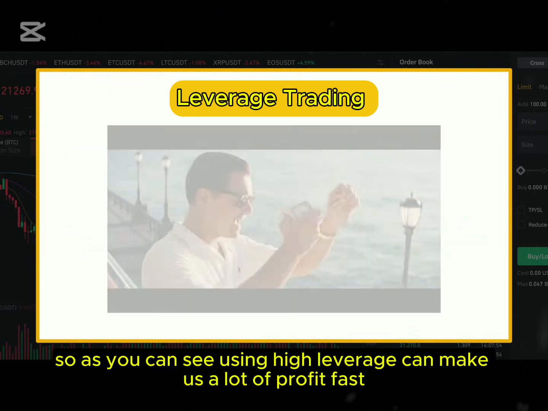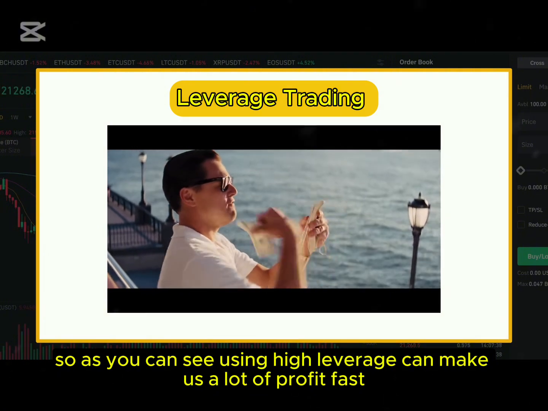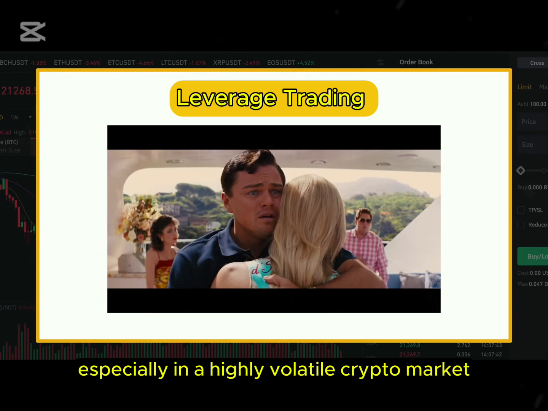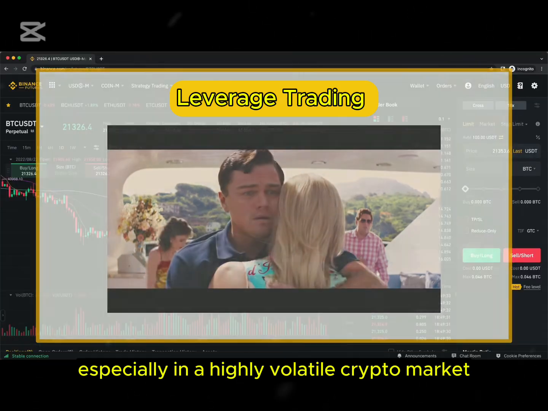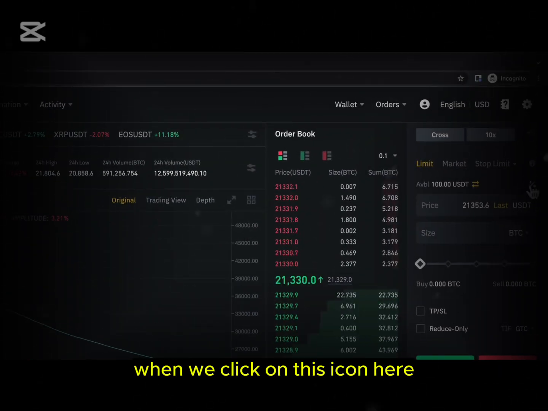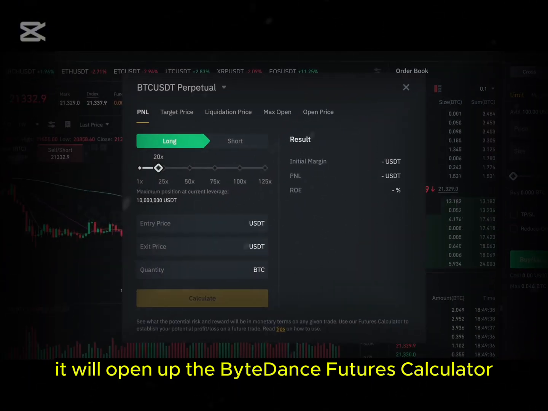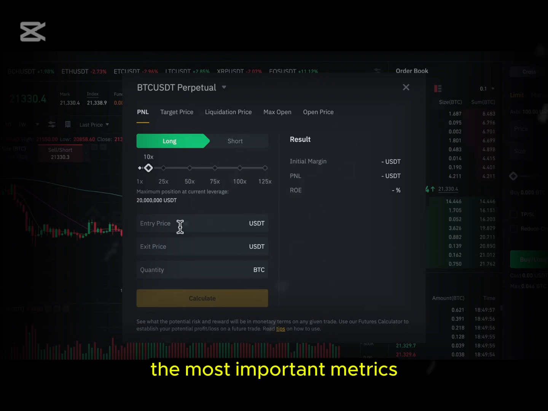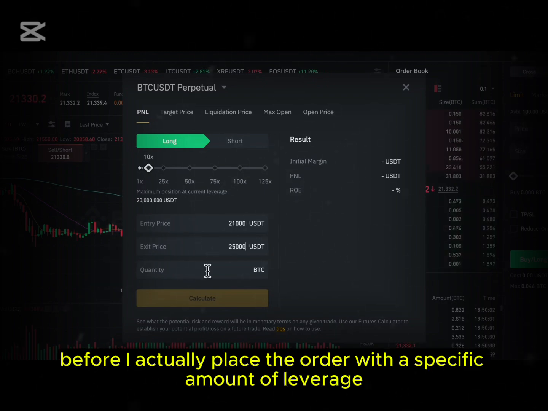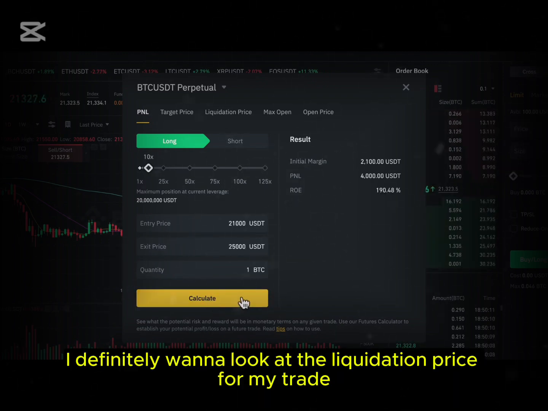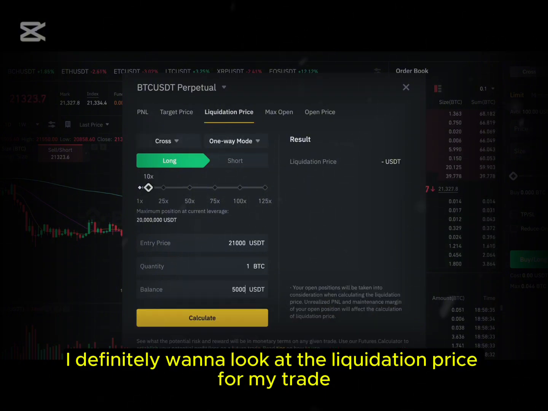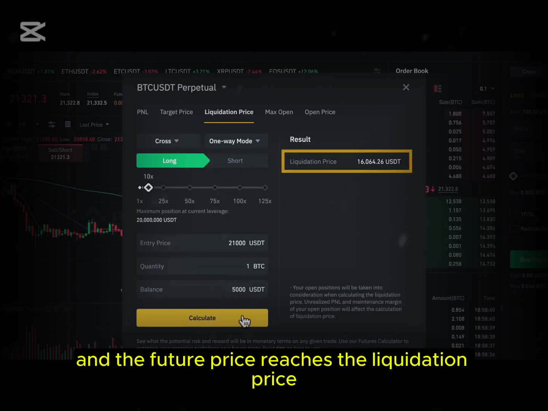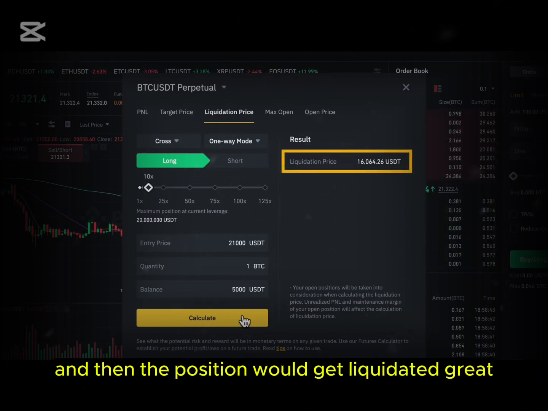So as you can see, using high leverage can make us a lot of profit fast, but will also wipe us out clean very, very quickly, especially in a highly volatile crypto market. When we click on this icon here, it will open up the Futures Calculator. I like to use this calculator before I place a new order to see the most important metrics. Before I actually place the order with a specific amount of leverage, I definitely want to look at the liquidation price for my trade. If I would open this position, and the future price reaches the liquidation price, then the position would get liquidated.